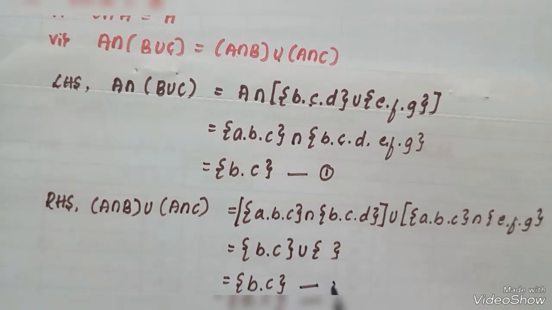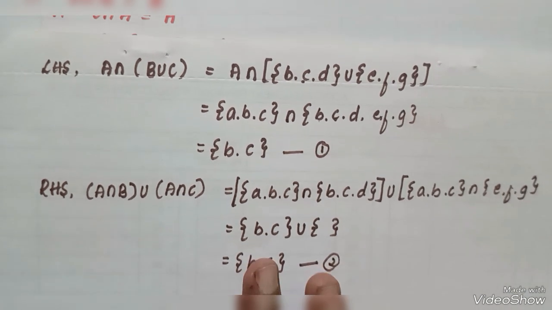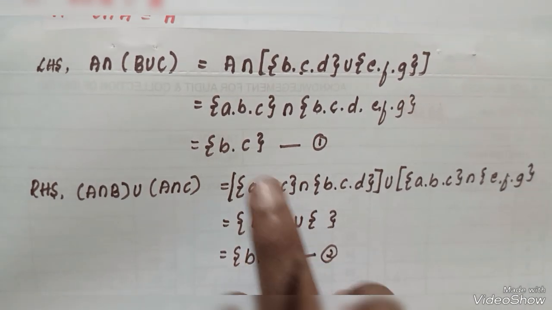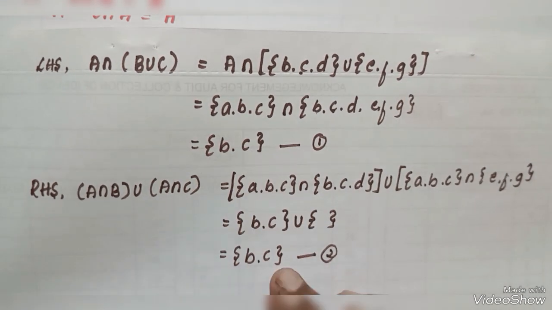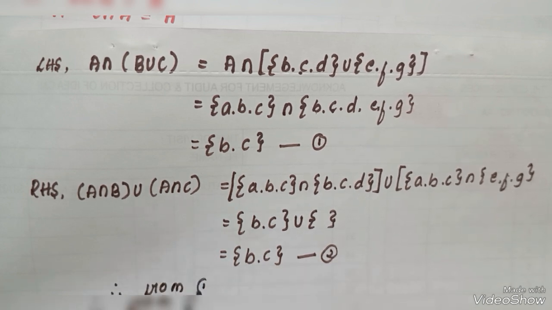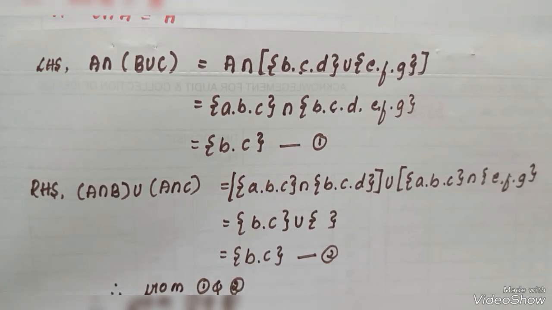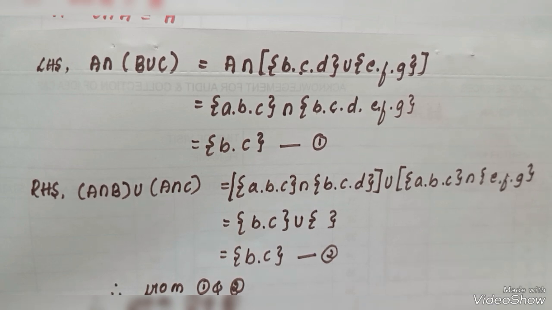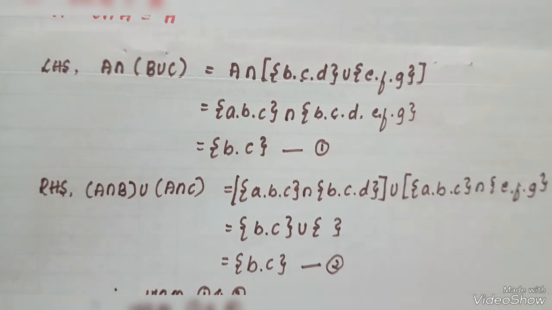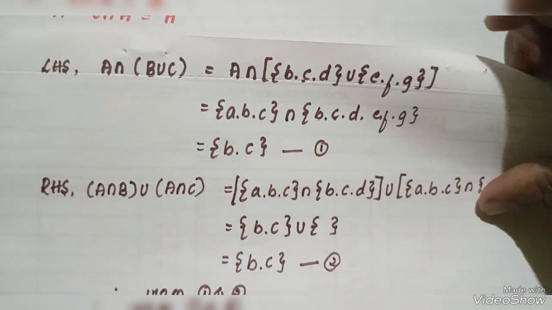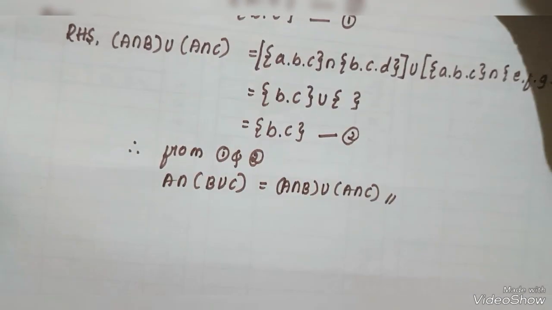This is equation 2. From 1 and 2 both are having the same result, therefore we have to say from 1 and 2, A intersection (B union C) is equal to (A intersection B) union (A intersection C). This is the solution of the given property, or the proof of the property.